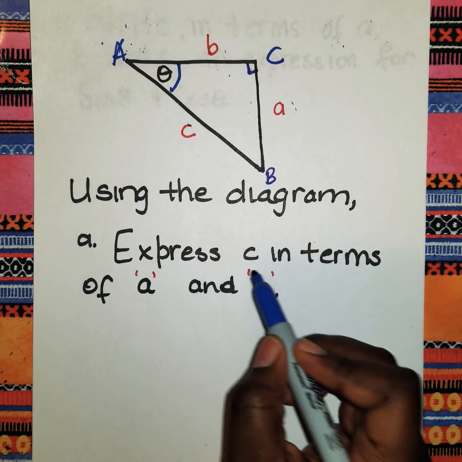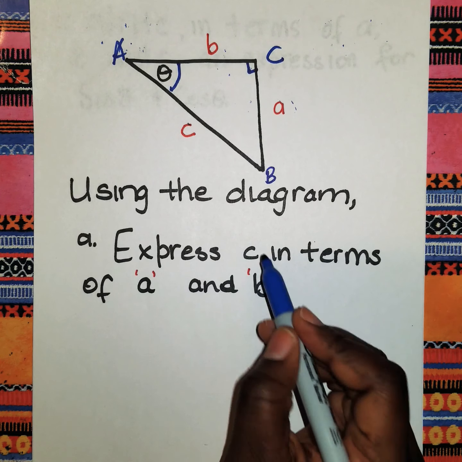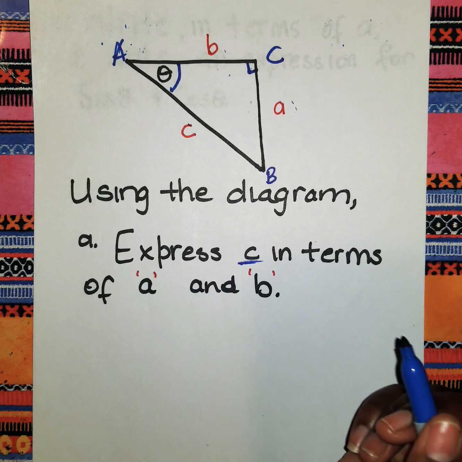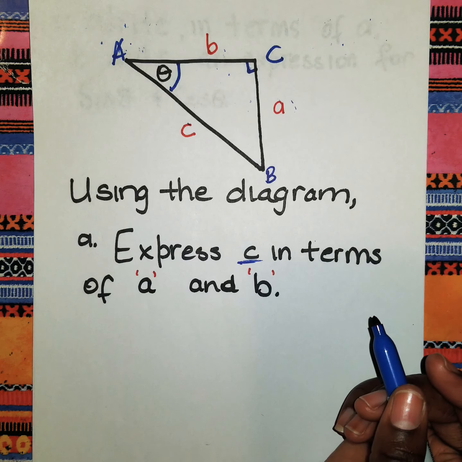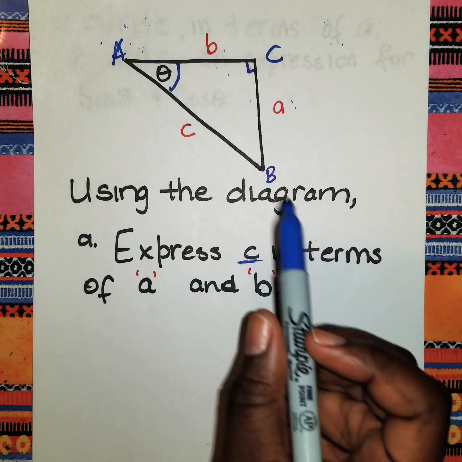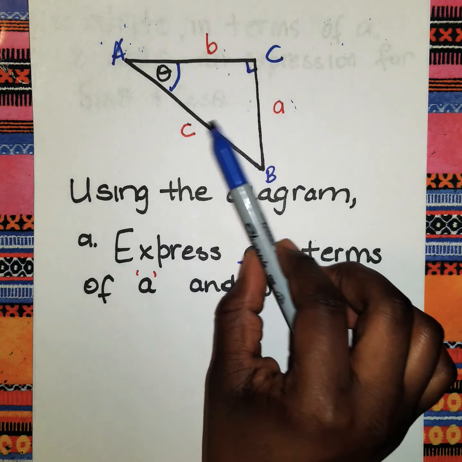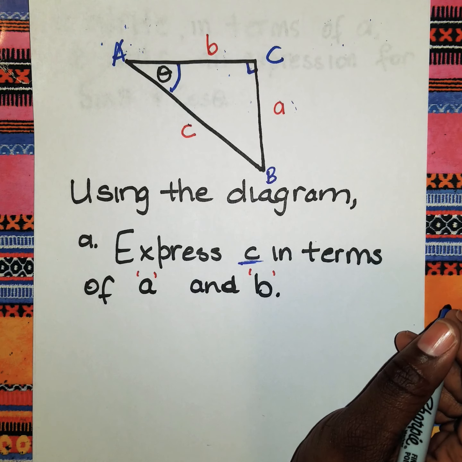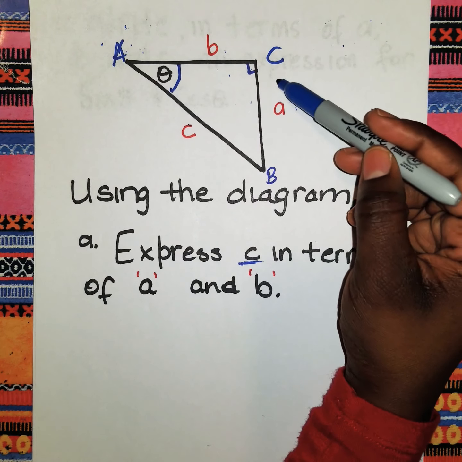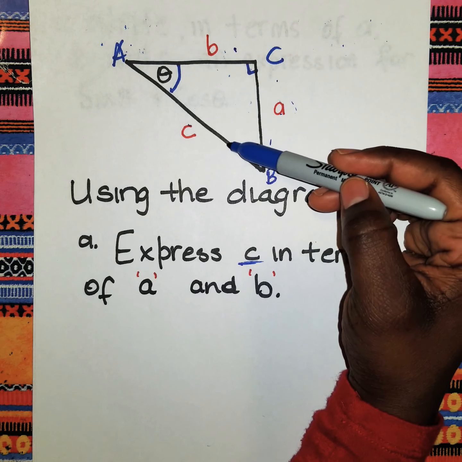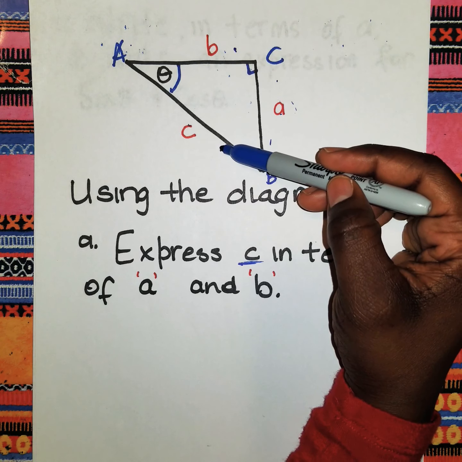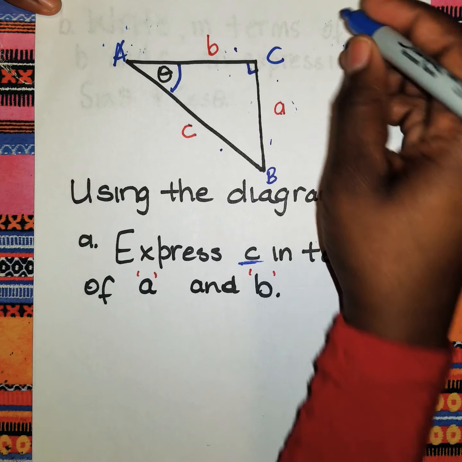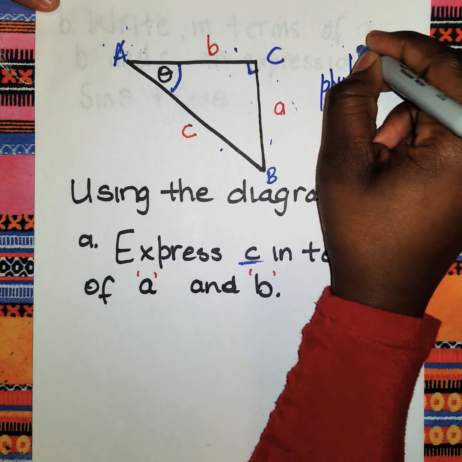So when they say express C in terms of A and B, guys, whatever you're going to express it into should be C equal something, something. All right? So we know that there's a relationship between A, B, and C where Pythagoras' theorem is concerned, where it says the length of the two short sides squared is equal to the hypotenuse squared, which is the longer side squared. So for this question, you need to know about Pythagoras' theorem.